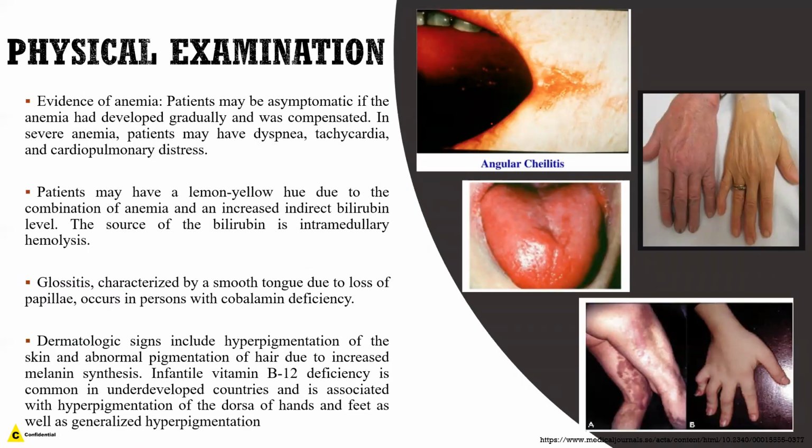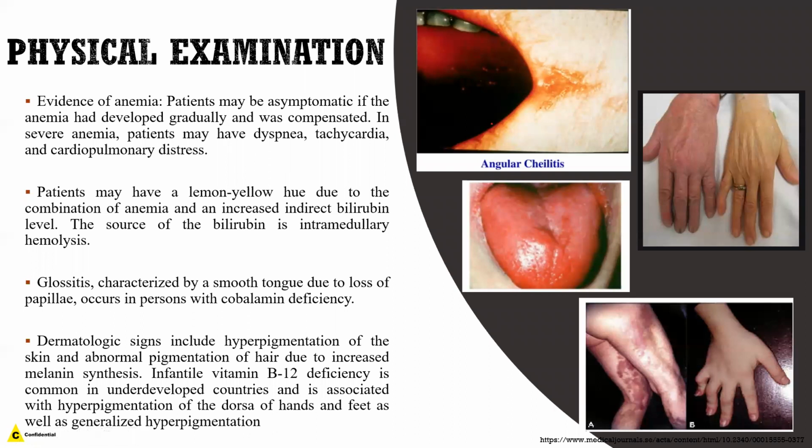Evidence of anemia is represented by dyspnea, tachycardia, and cardiopulmonary distress in severe cases, but the patient can be asymptomatic if the anemia developed gradually and was compensated. Patients may have a lemon yellow hue due to the combination of anemia and increased indirect bilirubin level. The source of the bilirubin is intramedullary hemolysis. Glossitis, characterized by a smooth tongue due to loss of papillae, occurs in persons with cobalamin deficiency.